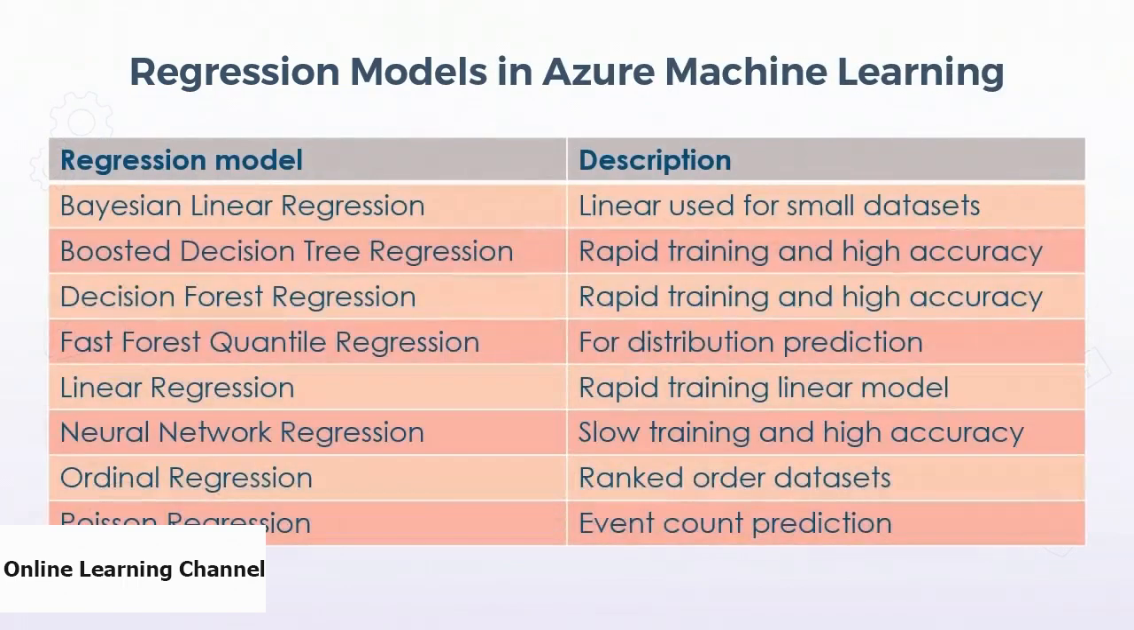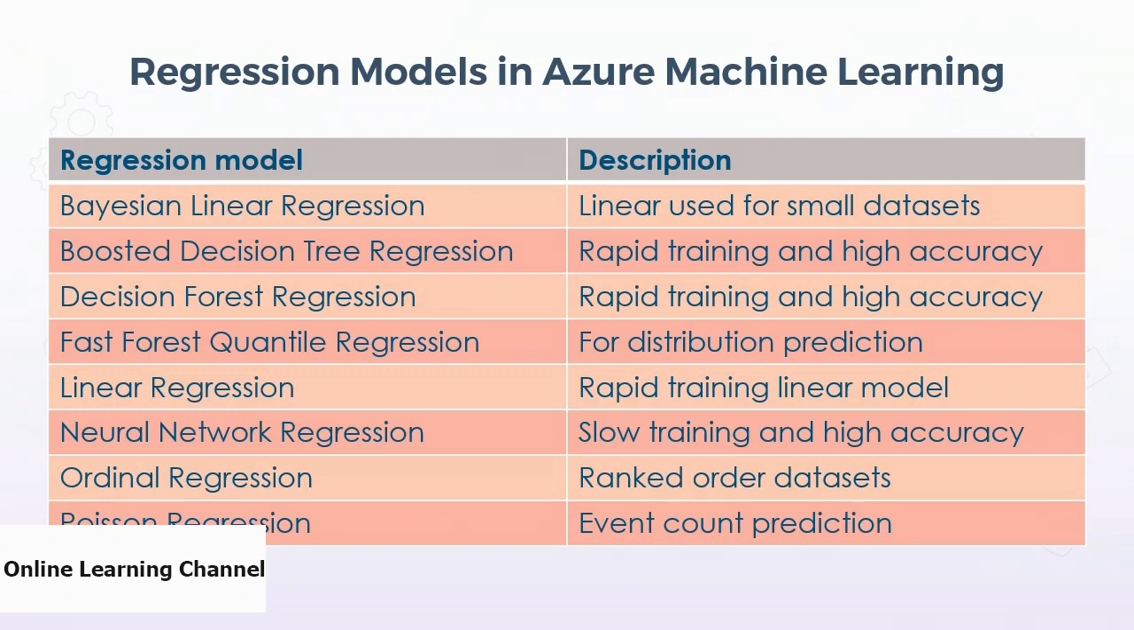Now, not all regression models are the same. There are lots of different flavors of regression. So Azure allows you to choose which particular algorithms you want to use on your dataset to train your model. For example, Bayesian linear regression is probably the simplest regression strategy. It uses a linear regression strategy, but it's geared towards smaller datasets. There's also the boosted decision tree regression strategy. This uses a bunch of regression trees together.